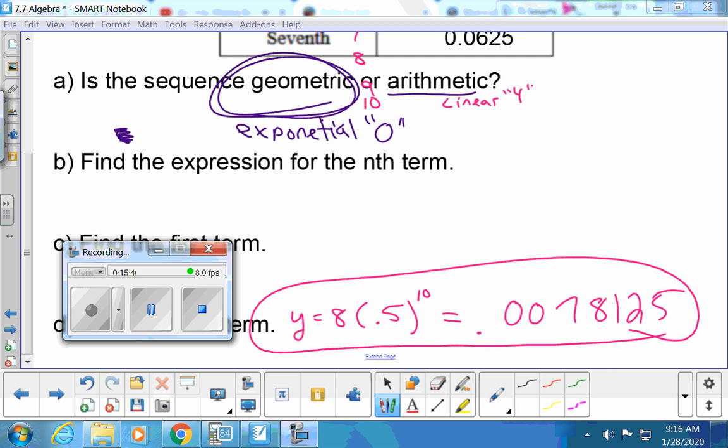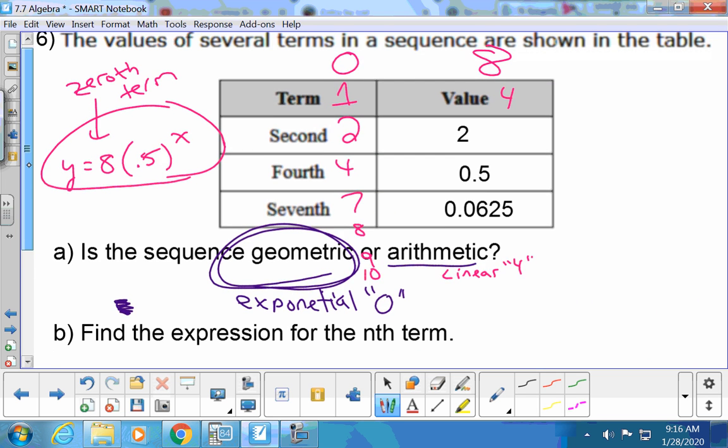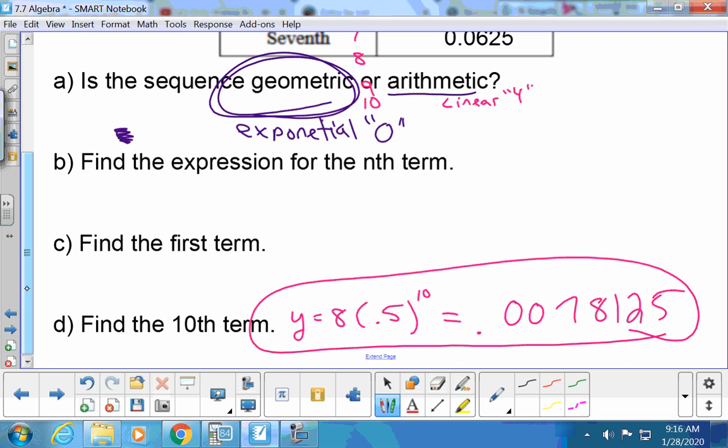Alright, I did just go ahead and plop a 10 in our formula, and it did work. It's 0.0078125. So we're good. Yeah, that would work. Okay.